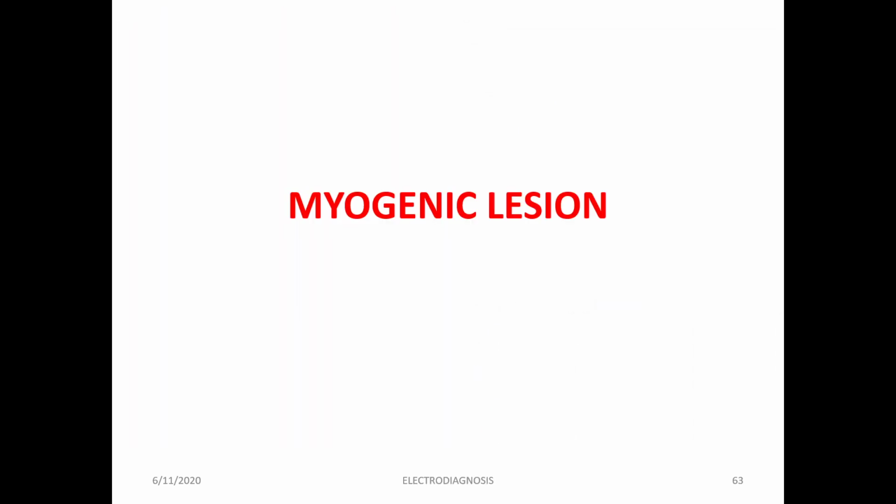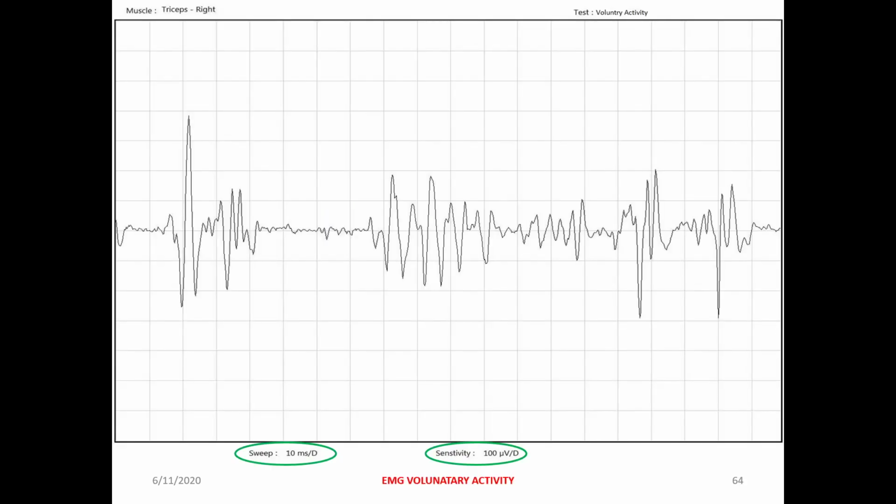Now, myogenic lesion. For that we have to go with EMG, that is electromyography. Here you can see this is voluntary activity. Sweep speed is 10 millisecond per division. Millisecond means horizontal. Sensitivity or gain is 100 microvolt per division. So 1 square or 1 centimeter is equal to 100 microvolt. Here you can calculate 1, 2, 3, 4, 5, 6, and more than 6 but less than 7. So it will be falling around 650 microvolt. So that will be considered normal.